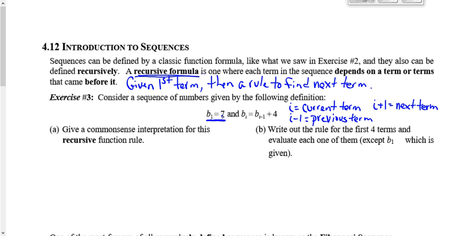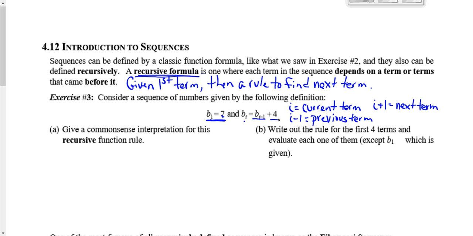And now we have a rule to get all the next terms. Okay? So this says B sub I would be what? The current term, the one you want to get, equals what? The previous term plus 4. So that's the rule. So to make this sequence, you start by writing what? If you wanted to list out the numbers in the sequence, 7, right? And then to get to the current term you're thinking about, the second term, it's the previous term plus 4. Yeah? Does that make sense?